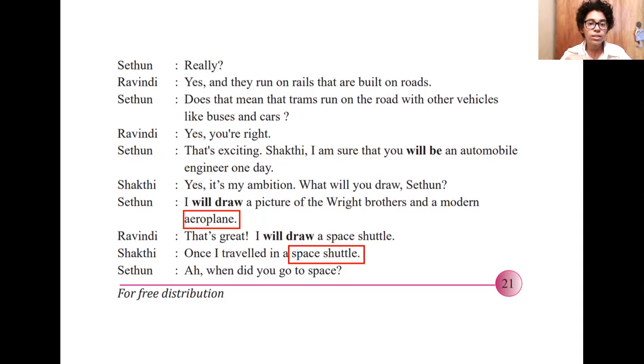So Setun is saying, "Does that mean that trams run on roads with other vehicles like buses and cars?"